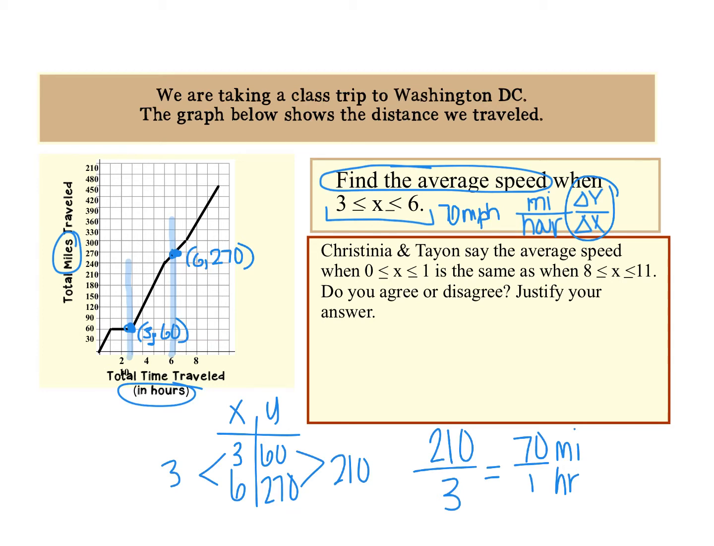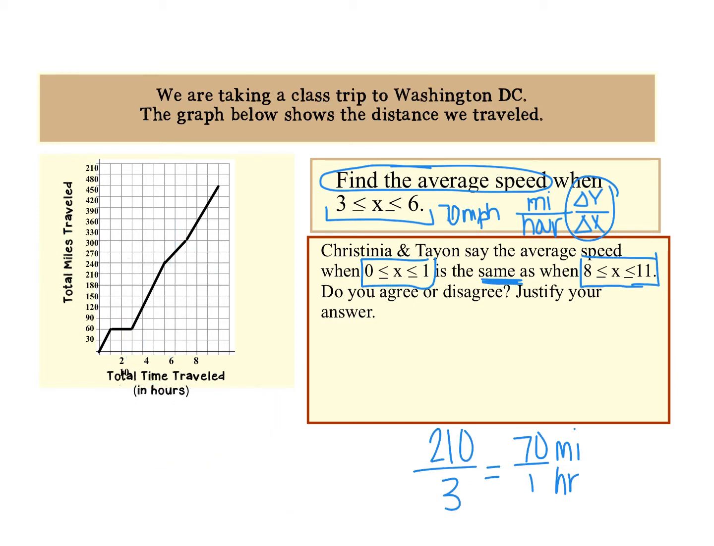All right, Christina and Taeyeon say the average speed when 0 is less than or equal to x is less than or equal to 1, so basically between 0 hours and 1 hour, is the same as when 8 is less than or equal to x is less than or equal to 11. So we're saying that the speed, or the slope, is the same. So let's go ahead and look and see what the slope is doing.